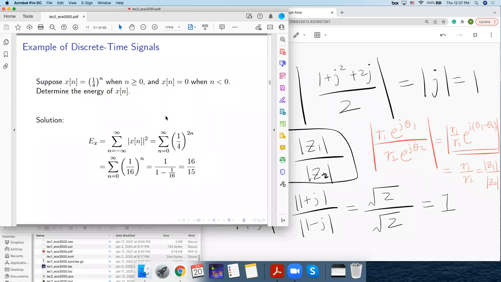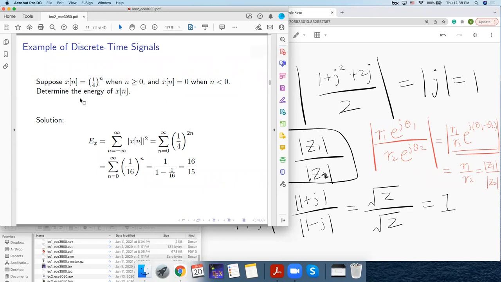And here's another example for discrete signals. So we are looking at x[n]. This is a discrete time signal. It takes the value one over four to the power of n. So it is a geometrically diminishing signal. And it only takes this value when n is greater than or equal to zero. Otherwise, it is zero. So this signal is a causal signal.